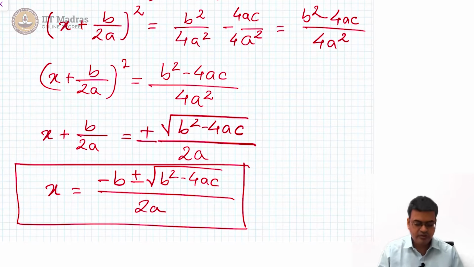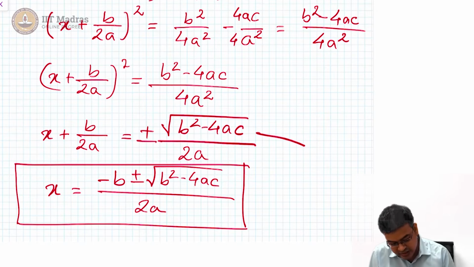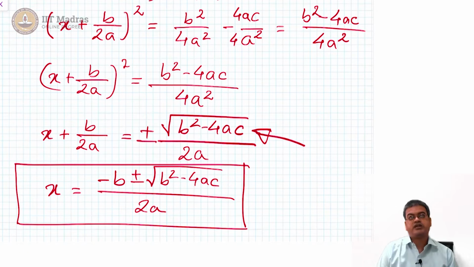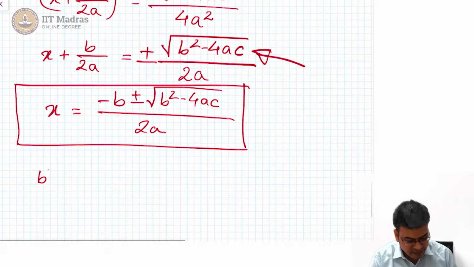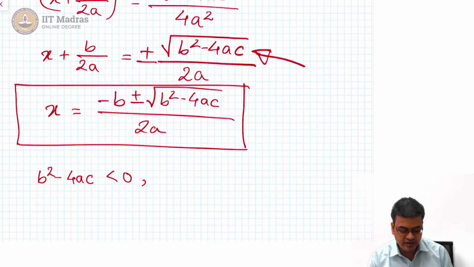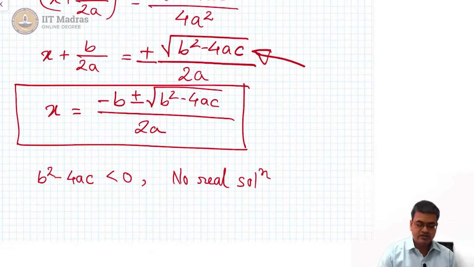So these are always the roots that are possible. Now here I have assumed something important. I have taken a square root of b square minus 4ac. If b square minus 4ac turns out to be negative, the square root of a negative number is not real. Therefore, in that case, you will not have a solution. So from this, what I can say is, if b square minus 4ac is less than 0, this particular function or quadratic equation has no real solution.